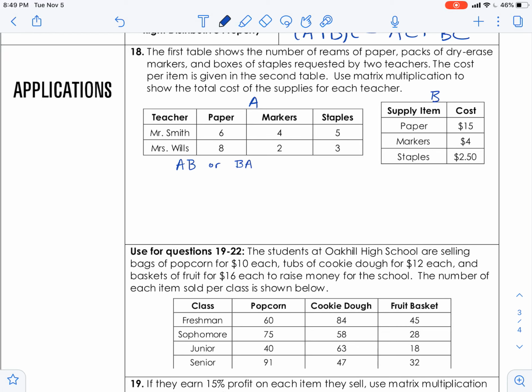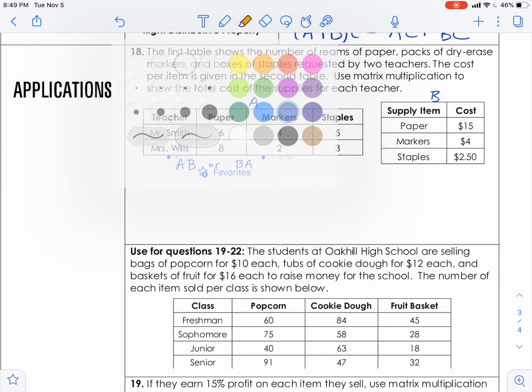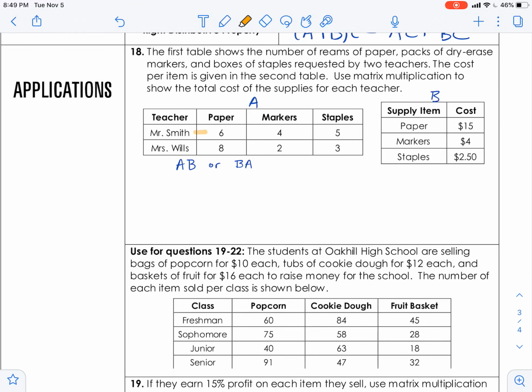If I'm doing A times B, then I would be taking the rows here by the column here, and I'm only messing with the numbers. So would that be the right way? That's if I'm doing A times B. So that would take 6 reams of paper, and I'm multiplying it by 15, the cost of the paper. I would take 4 boxes of markers times the cost per marker, 5 boxes of staples times the cost. So yes, that is the way.